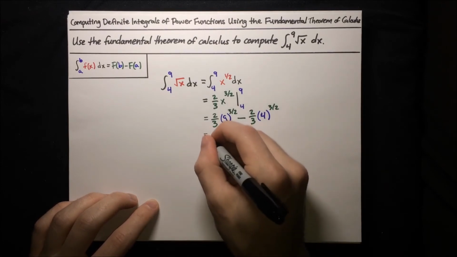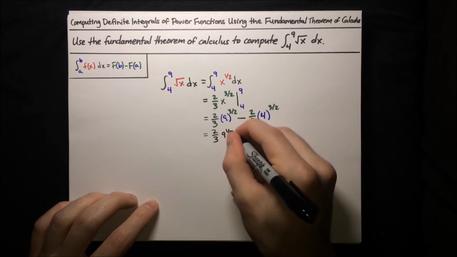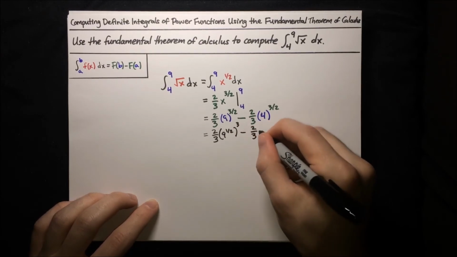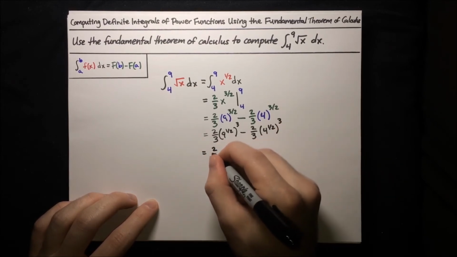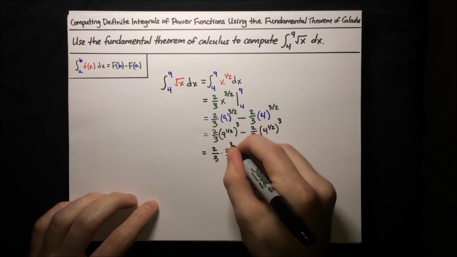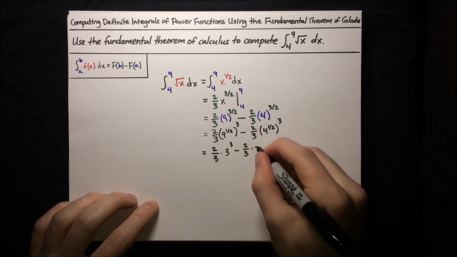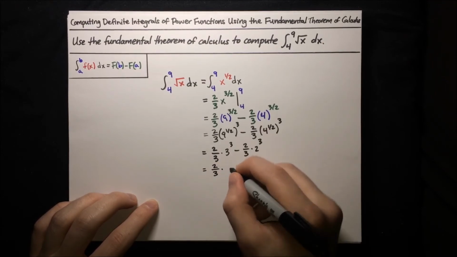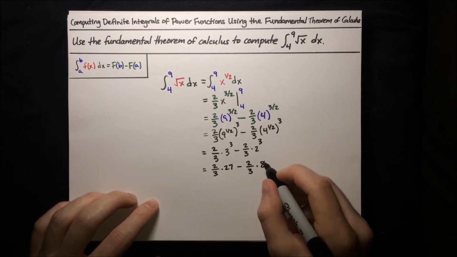Alright, now let's just go ahead and compute. So that's 2/3. Why don't we write this as 9 to the 1/2 and then that to the 3rd, just so it's easier to compute. Same with the other one. 2/3, take 4 to the 1/2 and then to the 3rd, because now 9 to the 1/2 is just root 9, which is just 3. So 2/3 times 3 to the 3rd minus 2/3 times root of 4 is just 2, so 2 to the 3rd. So then that's 2/3 times 27 minus 2/3 times 8, and then we just multiply through.